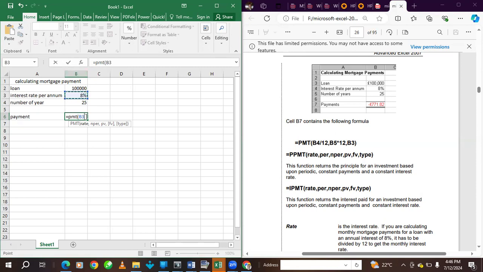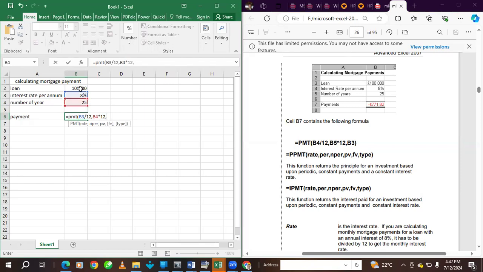P3, then we divide by what? 12. After dividing by 12, you separate with a comma. Then you take the number of years here, which is 25. In 25 years, you want to see how many months there are. You just multiply by what? You multiply by 12. After multiplying by 12, you put a comma.